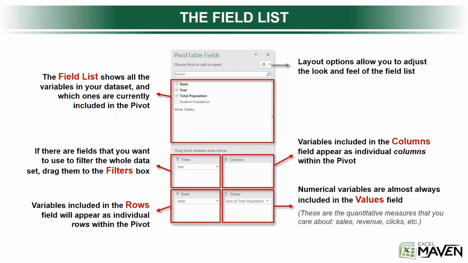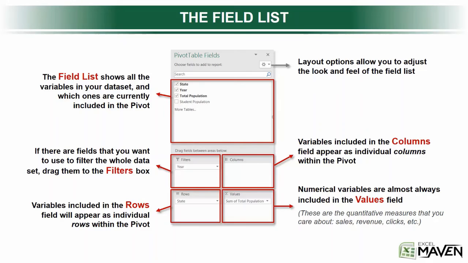Beneath that, you have 4 boxes: filters, columns, rows, and values. And these 4 boxes determine what data you're looking at and how it's filtered and organized in your pivot table. So I actually like to start in the lower right box and drag in any quantitative or numerical fields that I care about analyzing. In other words, these are the metrics that I can count, things like sales, revenue, population, clicks, etc. In the example shown here, we only care about total population.